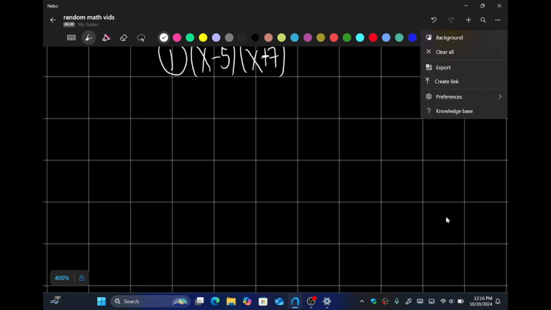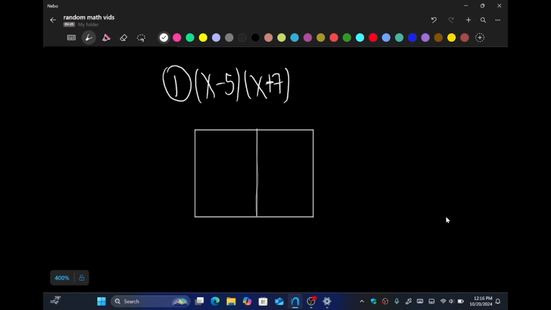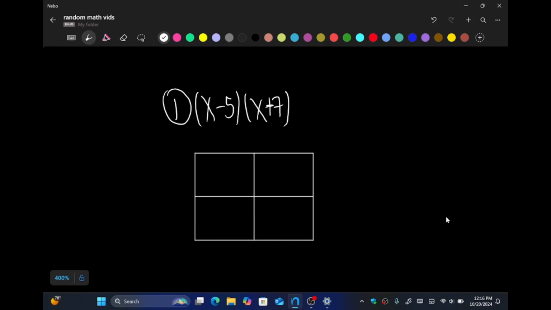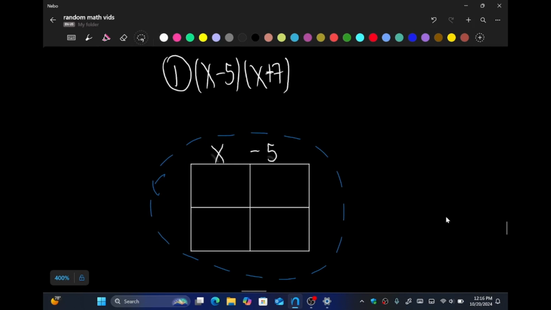So the way this is gonna work, I'm just going to get rid of the grid, since we're doing boxes here. Now, we're going to put x minus 5 right here, and then we're going to put x plus 7 over here. And how this is going to work, guys, we're going to be multiplying each term to each other.